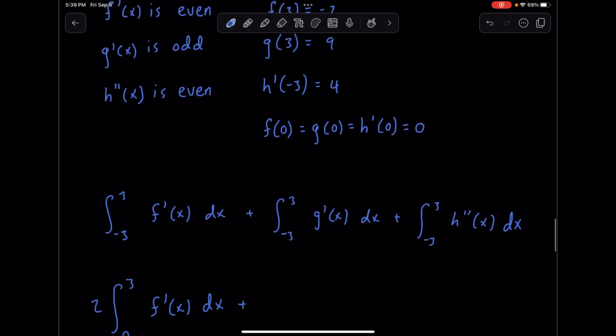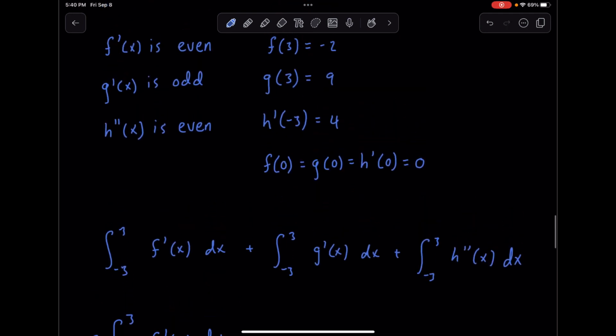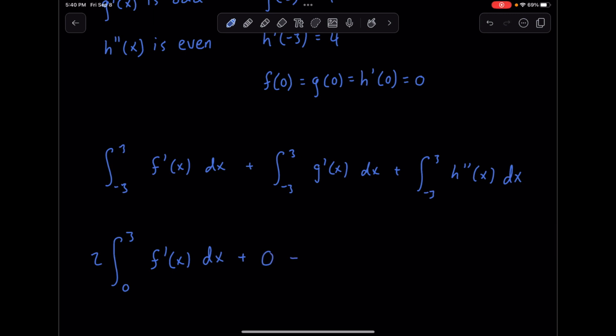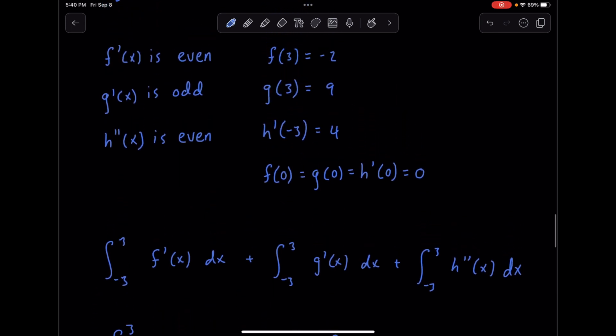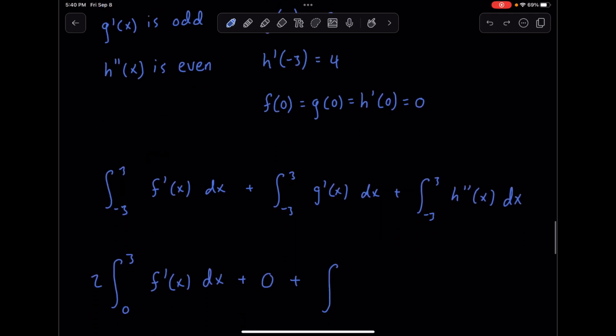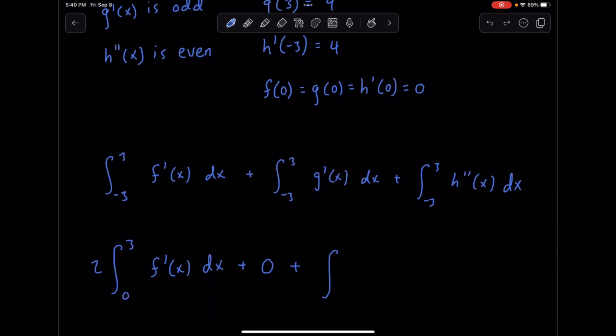Now, we know that g prime of x is odd, and an odd function with bounds from negative a to positive a is simply 0. Lastly, we have the integral of h double prime of x. For this integral, we have information about the lower bound, but we don't have information about the upper bound. Since we know that h double prime is even, we can turn this into 2 times the integral from negative 3 to 0 of h double prime of x dx.